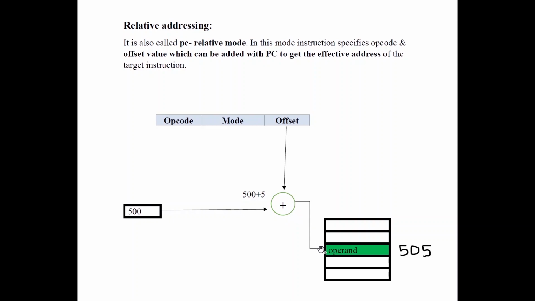In this case here we have an instruction, not an operand. Sorry for this mistake. So in place of the operand, it will be the target instruction which needs to be executed next. It is located at 505 in the memory. So this is all for addressing modes.